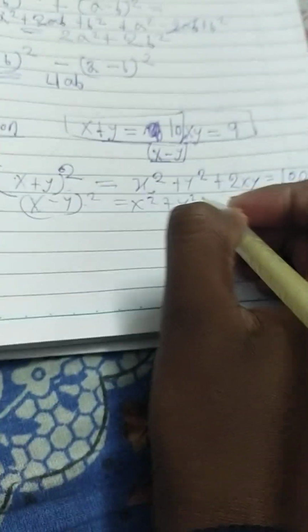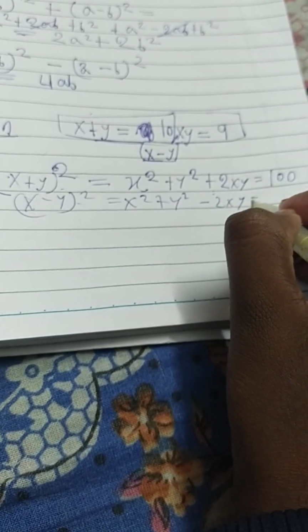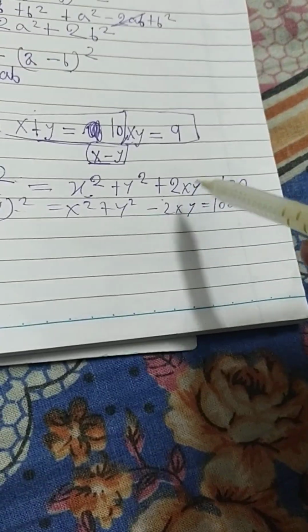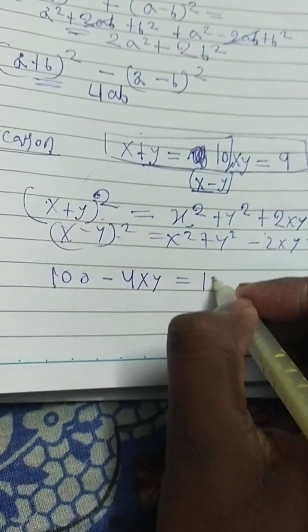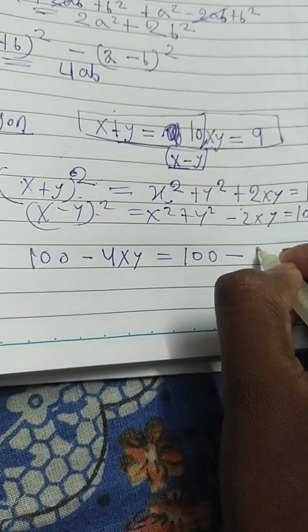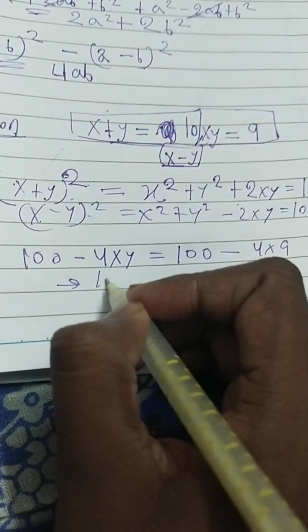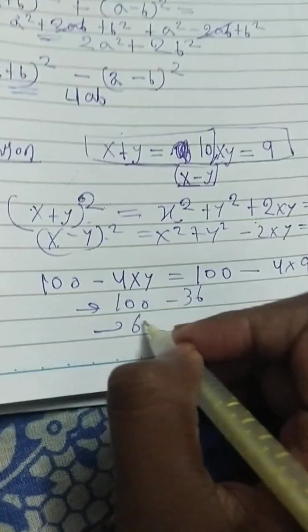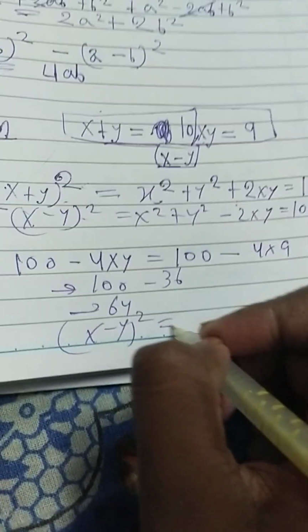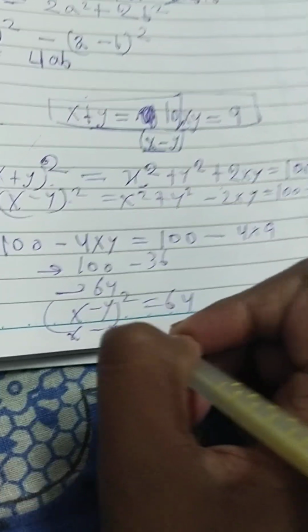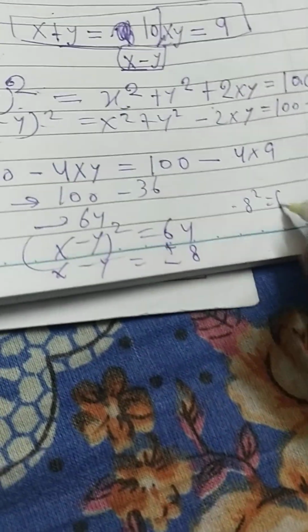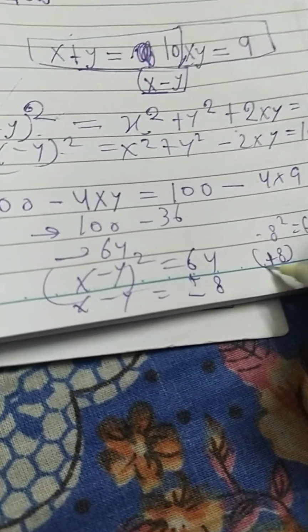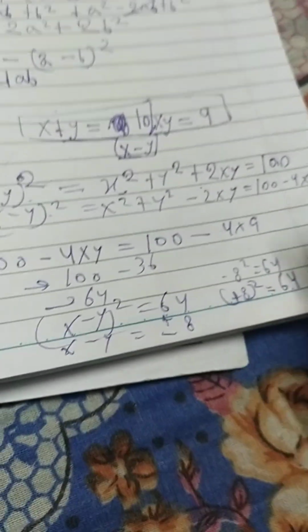equal to x square plus y square minus 2xy, which equals 100 minus 4xy, because this is 100 and we are subtracting 4xy from it. So 100 minus 4xy equals 100 minus 4 into 9, so you get 100 minus 36, 64. So (x minus y) whole square equals 64. So x minus y equals plus minus 8, because minus 8 whole square also equals 64 and plus 8 whole square also equals 64.